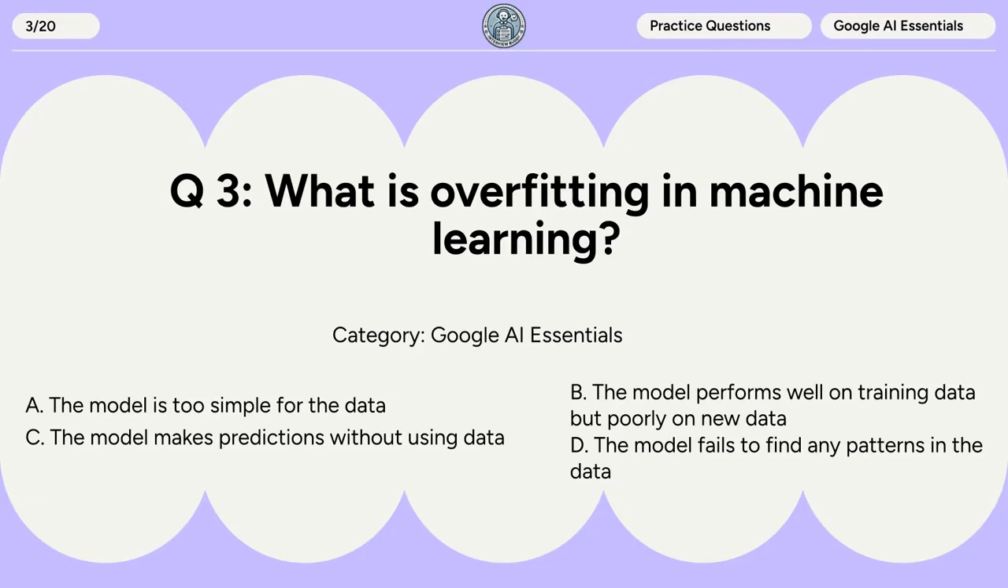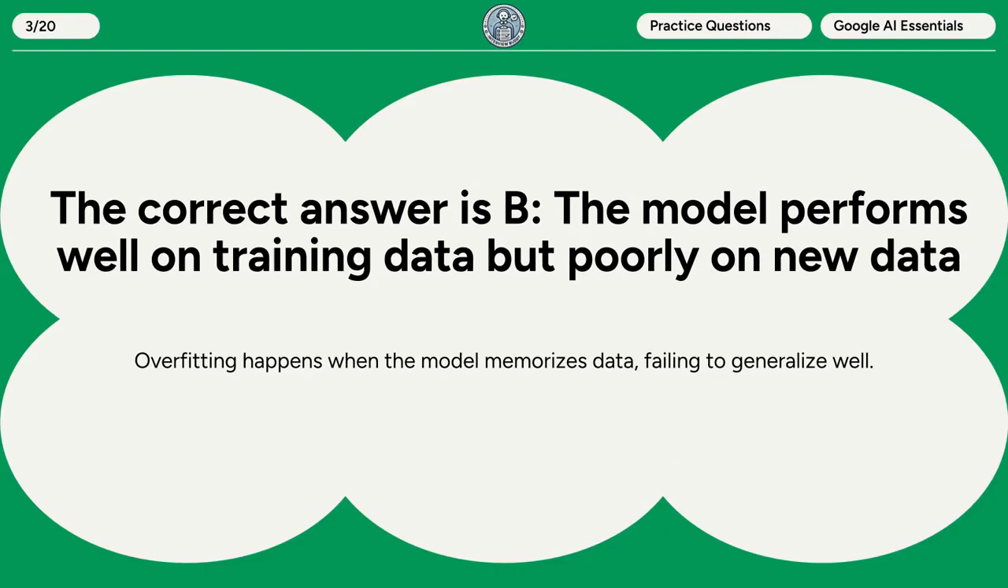Question 3. What is overfitting in machine learning? A. The model is too simple for the data. B. The model performs well on training data but poorly on new data. C. The model makes predictions without using data. D. The model fails to find any patterns in the data. The correct answer is B. The model performs well on training data but poorly on new data. Overfitting happens when the model memorizes data, failing to generalize well.